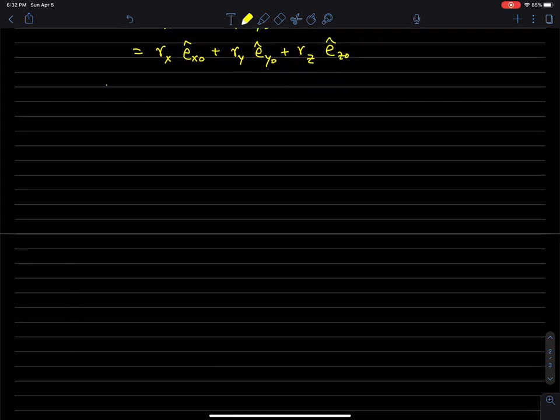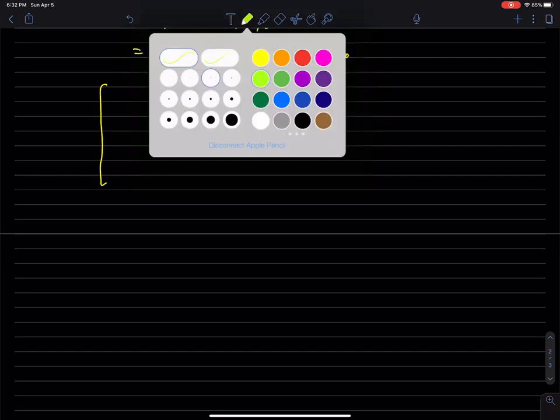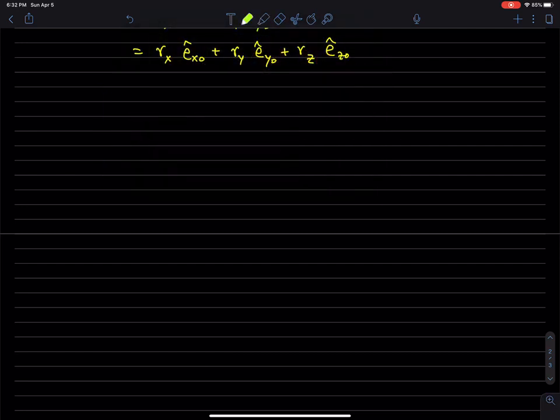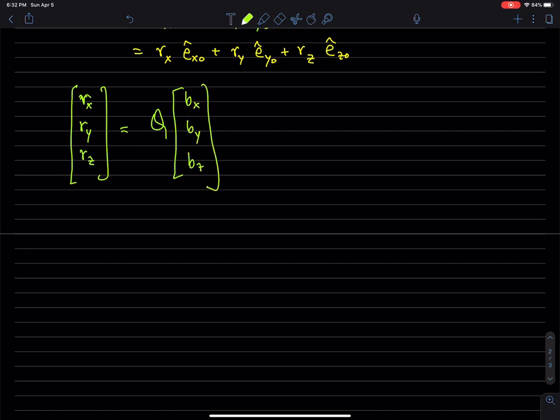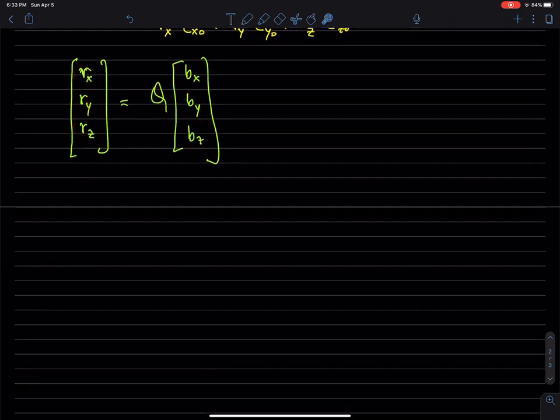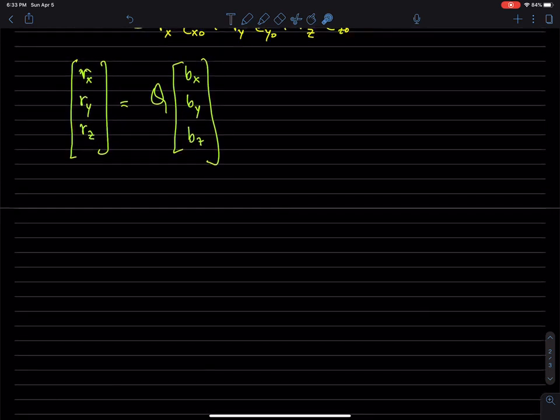Okay, and let's say there's a rotation matrix that takes us from one frame to the other. So let's say Q is in fact that rotation matrix. Okay, so the B's are constants, and as Q changes, in other words, as the object rotates, the components Rx, Ry, Rz will change. So let's differentiate this equation, both sides.